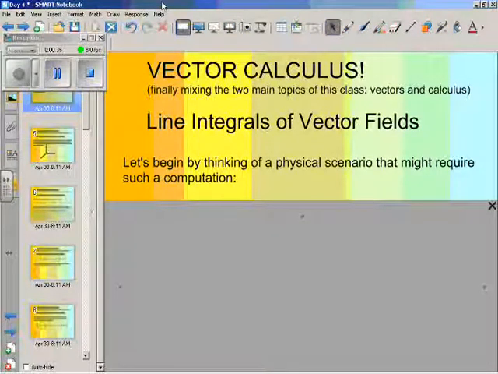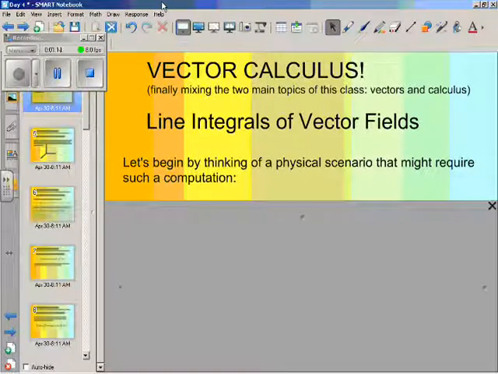So let's think of a good physical interpretation of this, a good reason why we want to do this. What can you think of that would go along a path through a vector field that we might want to think about? First of all, what does integration do? It's an infinite sum, so we're adding things up. When might we want to add up a bunch of values in a vector field? What do vector fields often represent?